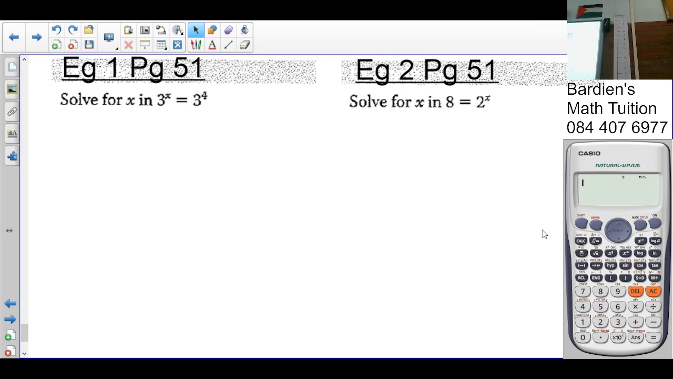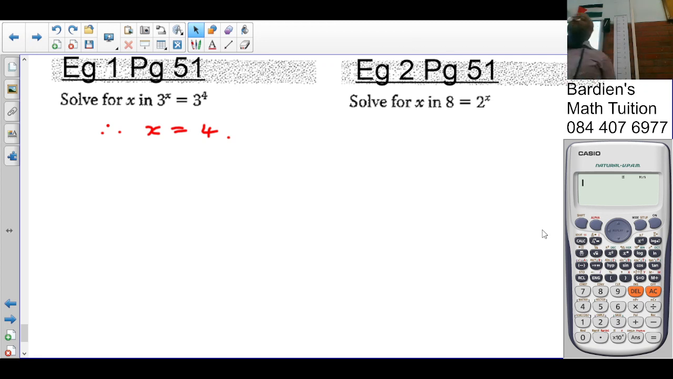So we're checking in example 1. Are the bases the same? What is the base here? 3. Yes, the bases are the same. Therefore, what can we conclude? x is equal to? You guys understand?